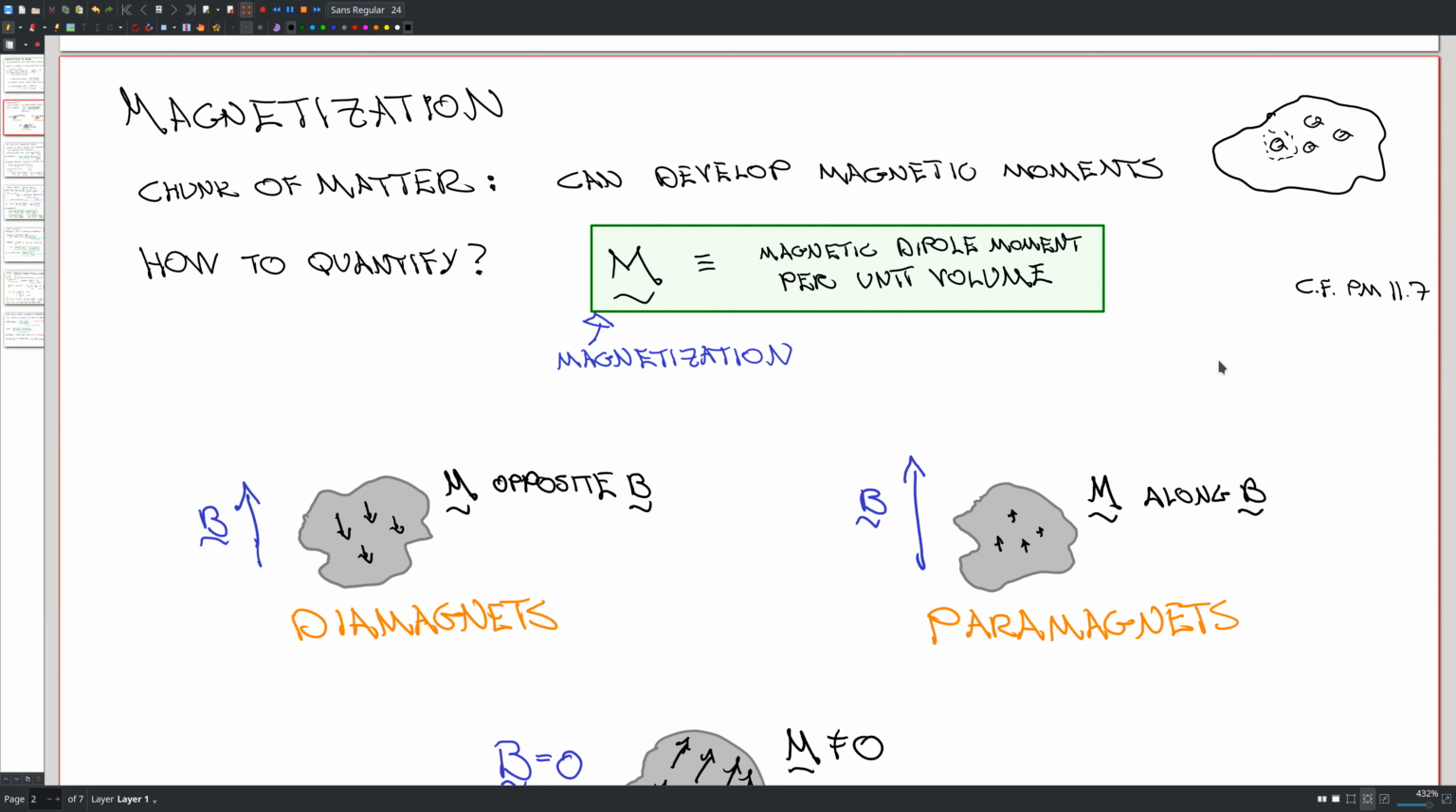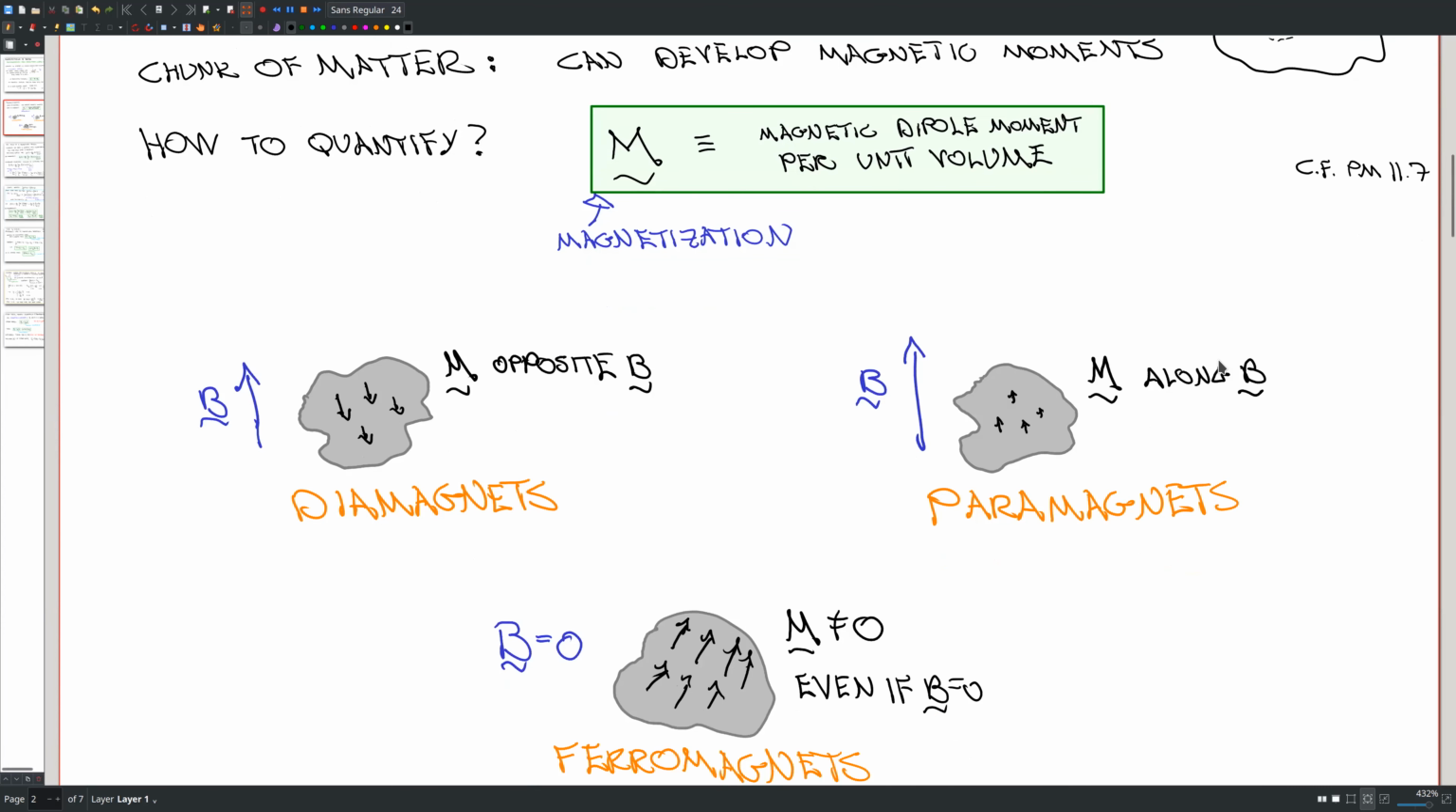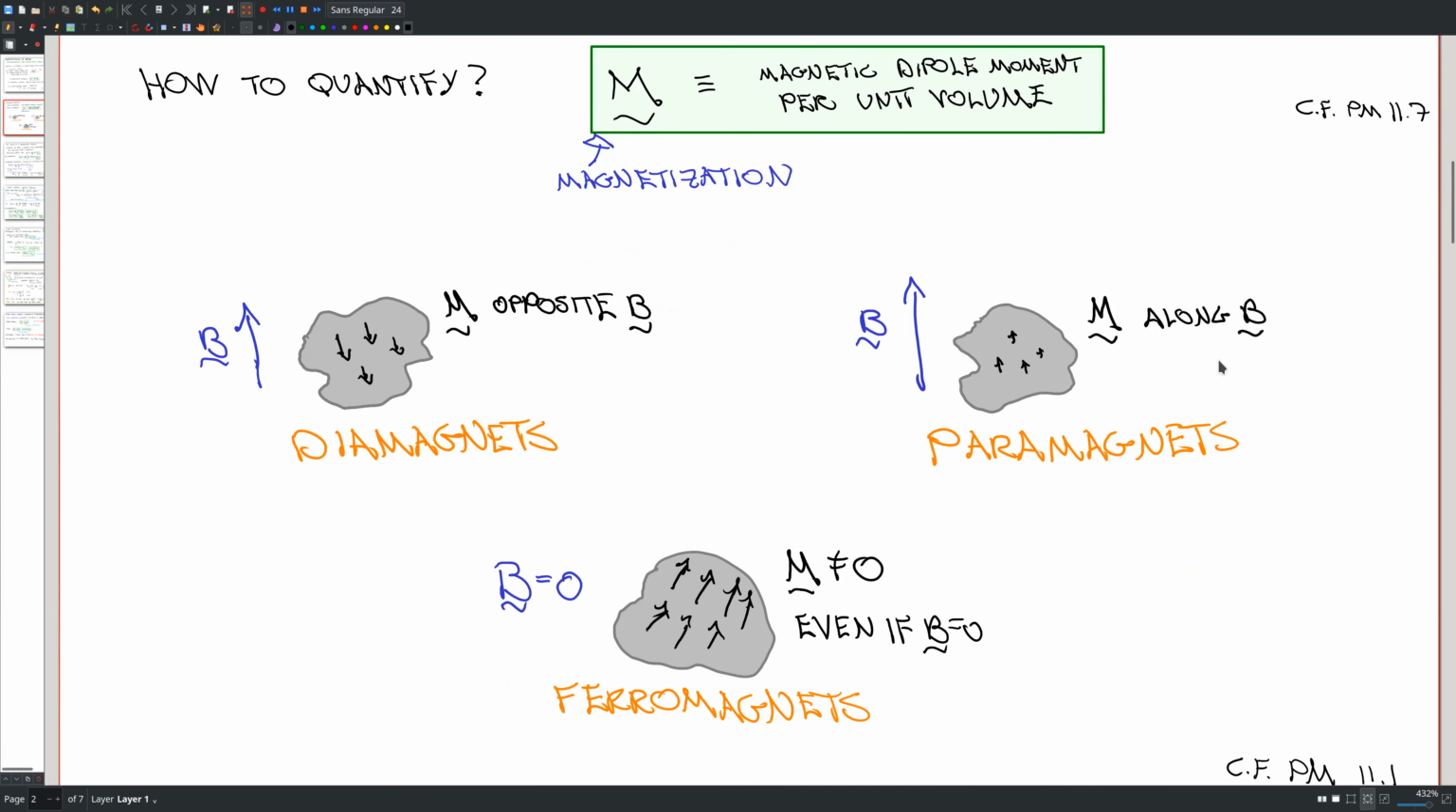For our own purposes, the only thing that we need to realize is that complex matter reacts in lots of possible different ways to the presence of an external field. The most typical reaction of a chunk of matter to an external field is the diamagnetic response. That means that when you shine an external field, locally, the little pieces of matter will develop a magnetic moment which tends to oppose the external magnetic field. So these are diamagnets.